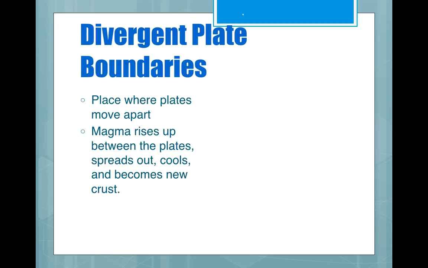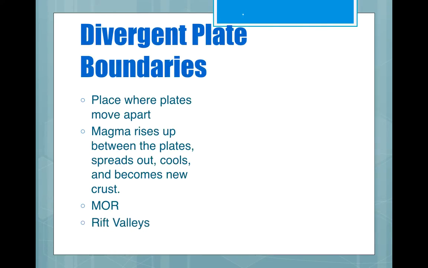We talked just a few minutes ago about a land feature that Harry Hess found called the Mid-Ocean Ridge. The Mid-Ocean Ridge is a divergent plate boundary.